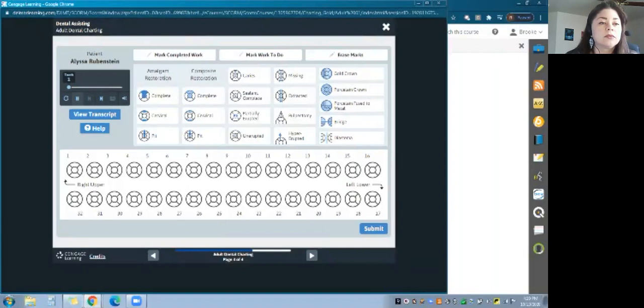Number 1 is partially erupted. Let's familiarize ourselves with this chart real quick so we know what we're looking at. We have mark completed work right here, mark work to do, and erase marks. These three go between colors, how to fix things, and what to do. This is your home bar or control bar. This is where you're going to start.